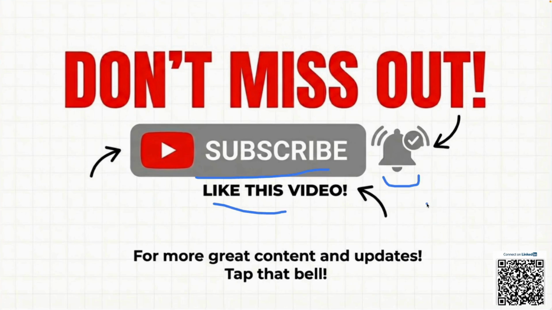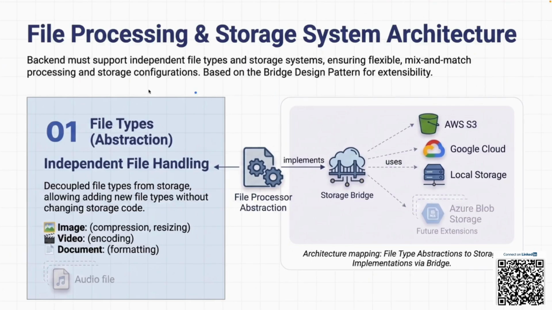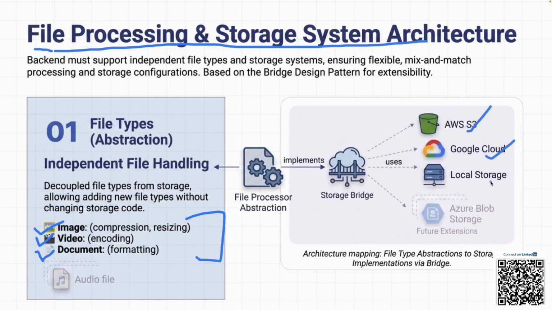Alright, let's get started. To understand the bridge design pattern, we'll begin with a simple problem statement, and then we'll gradually evolve it into a better design. So imagine you are building a file processing and storage system. In this system, you can have multiple types of files, for example, images, videos, and documents. At the same time, you also have multiple storage providers like AWS S3, Google Cloud Storage, and your local file system. You can choose which file should be stored in which storage.